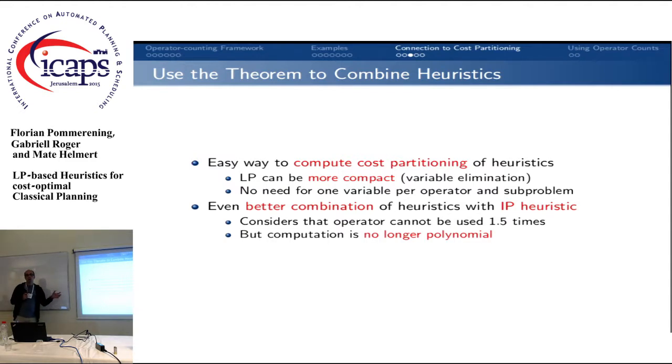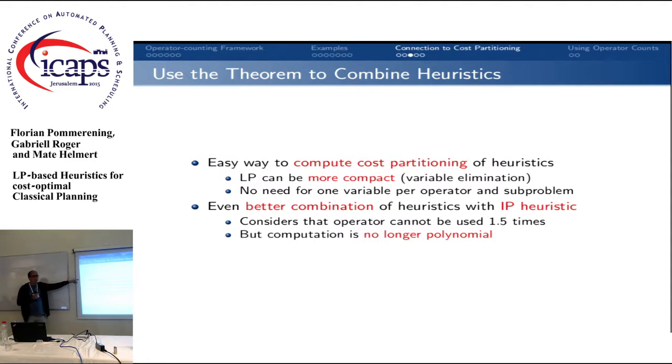So if you have different heuristics that you can express as operator counting heuristics, you can put them all into one LP, and you know that what you're solving is the optimal general cost partitioning. In fact, the linear program in this case can be more compact. So, for example, for projection heuristics to single variables, the optimal general cost partitioning uses one variable for each operator and each subproblem. So for each combination of operator and subproblem.